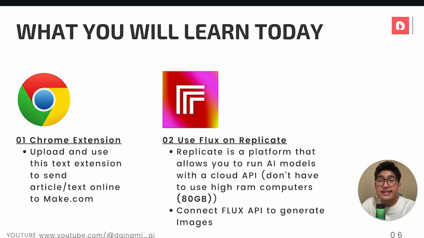And so what will we exactly learn today in our building process? Like I mentioned earlier, first we will be creating a Chrome extension that allows us to highlight any text and send it over to our Make automation. Following that, we will be using something called Replicate, which is a platform that allows you to run AI models with a cloud API so that you don't have to use high-RAM computers to run the model. And this allows us to connect Flux API to generate images through our Make automation platform.